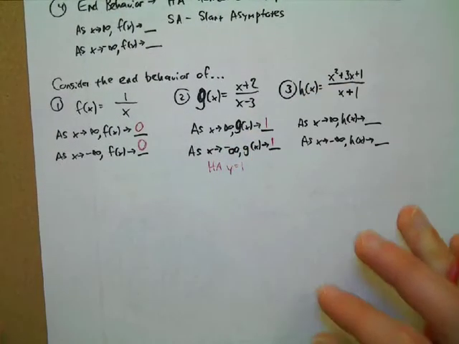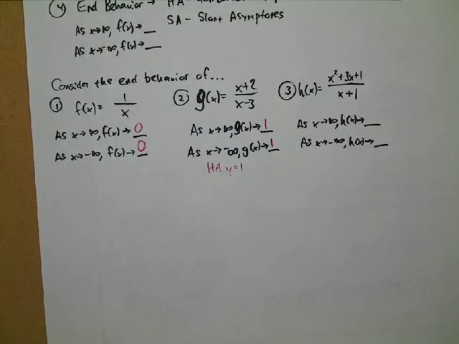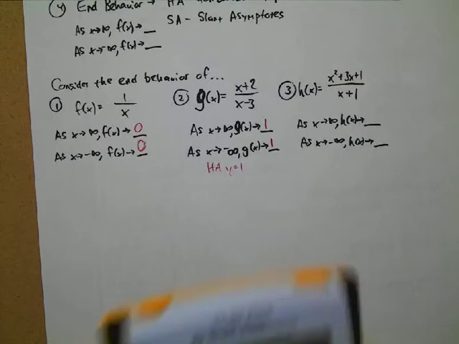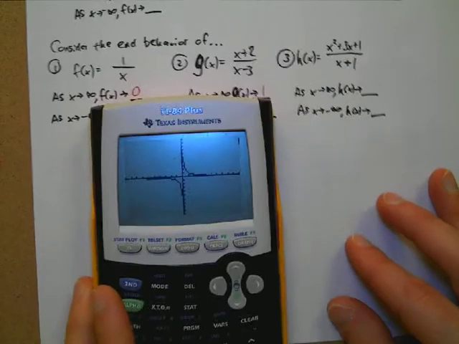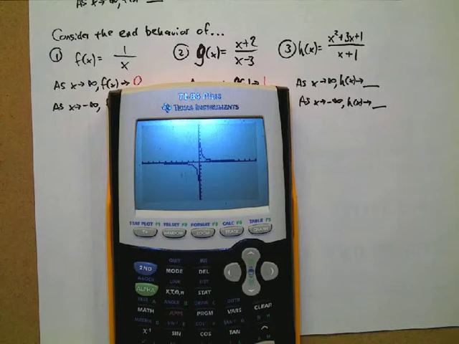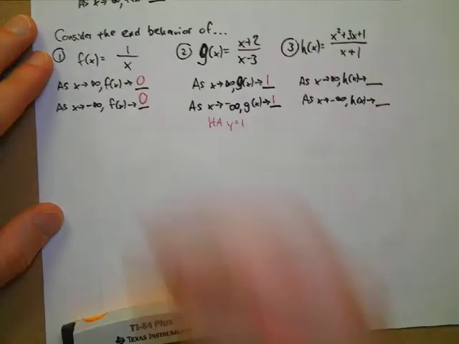Okay? I didn't ask this for the previous one, but does number one have a horizontal asymptote? Go back to the graph here. Does number one look like it has a horizontal asymptote? Does the function kind of approach a horizontal line as we go? It does, right? What y value is it approaching? It's zero. Y equals zero is the horizontal asymptote here.